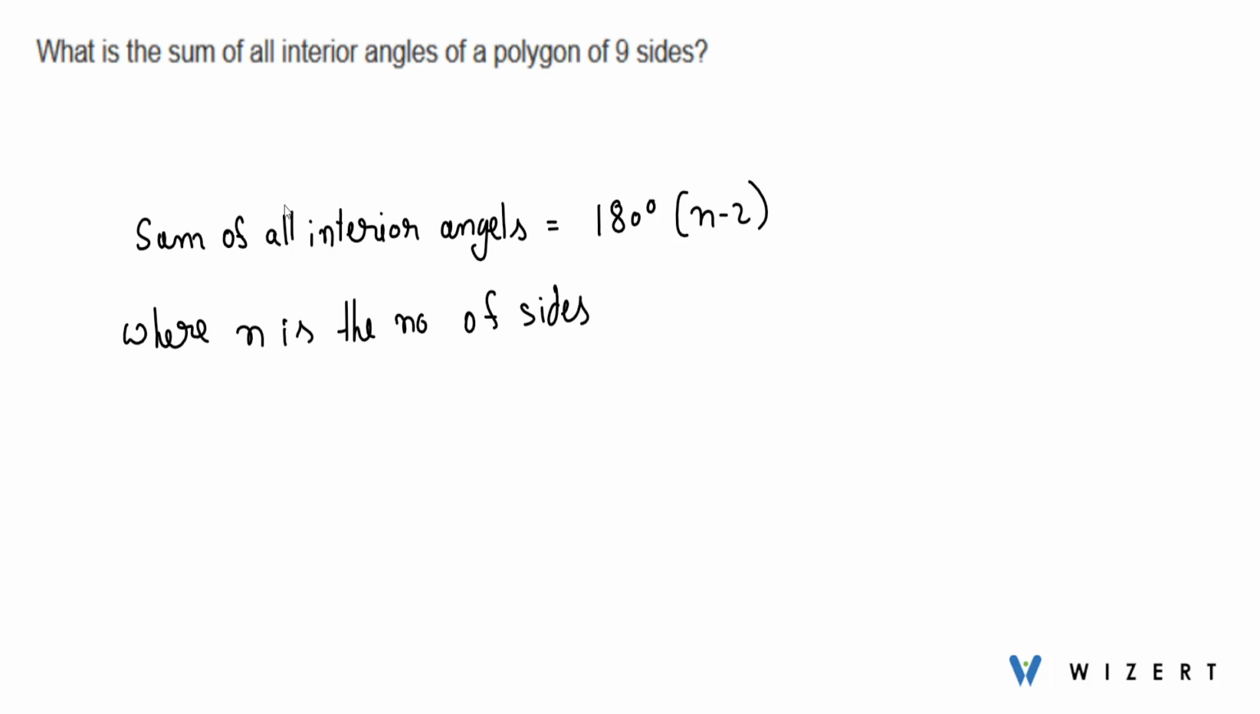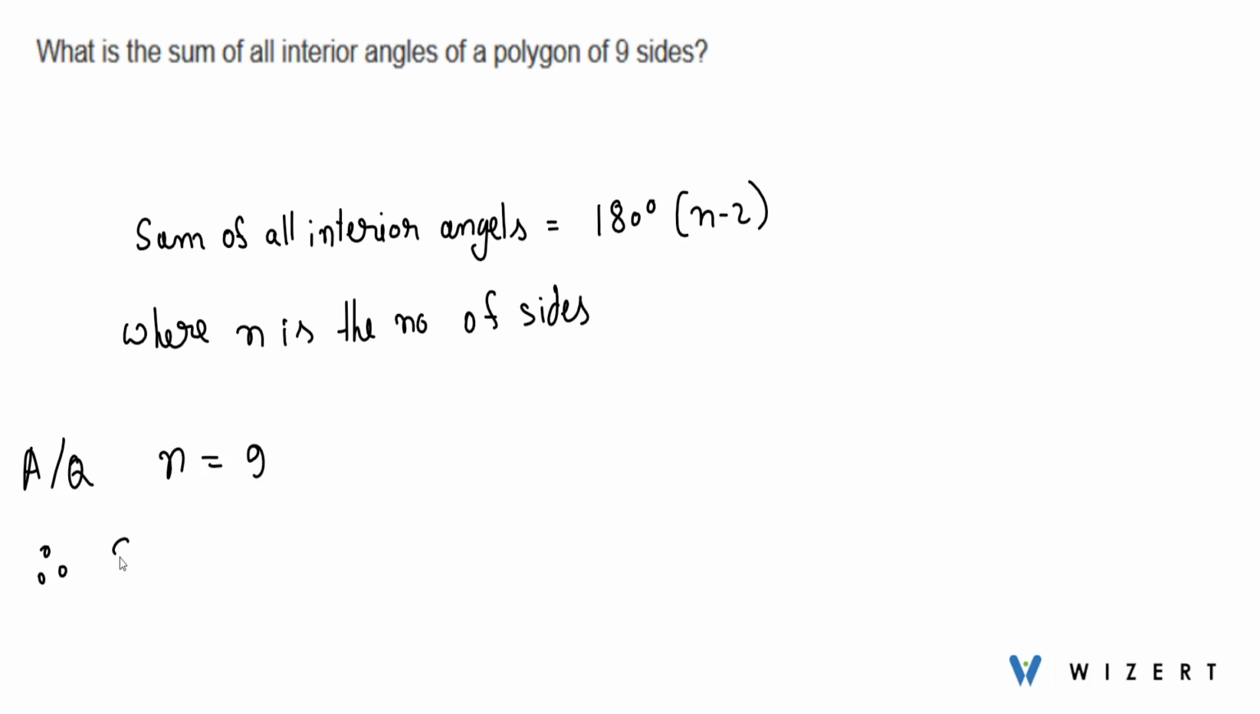Now according to the question, the value of n will be equal to 9, since it has been given that we have to find the sum of interior angles of a polygon having 9 sides. So the value of n is 9.